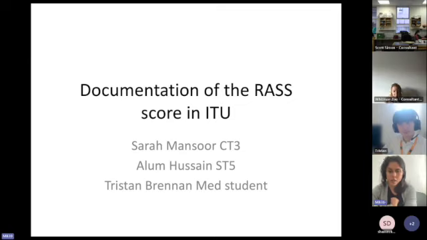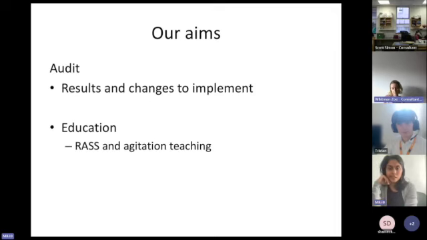We've been looking at documentation of the RASS score in Glenfield ITU that we commonly use and is on the daily review charts. During this presentation, I'm going to talk through the results of the audit and what changes I'm going to implement, and then we're going to do a little bit of teaching on the RASS score, what it means and how to use it as well. We're going to try and keep it brief because I know there's a presenter after us, so any questions we'll do at the end if that's okay.